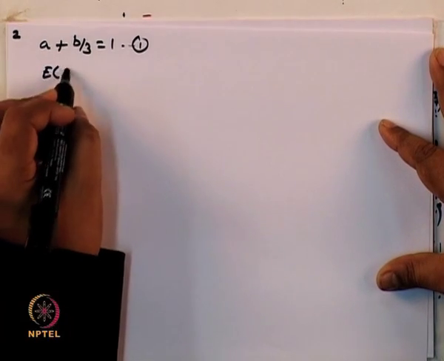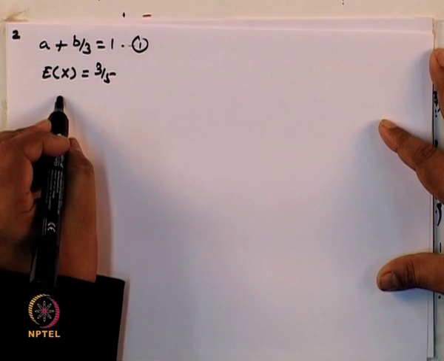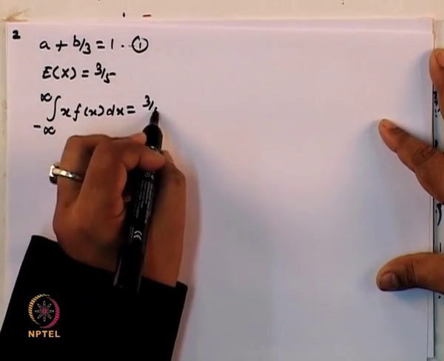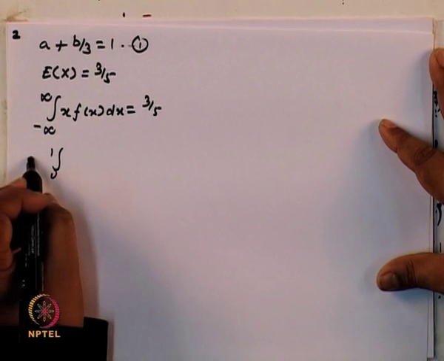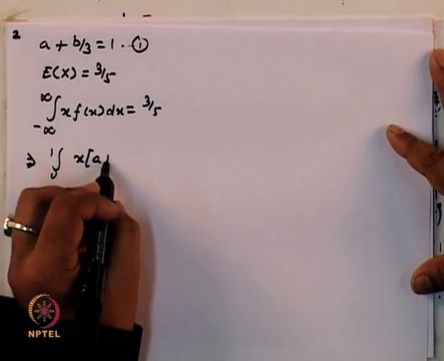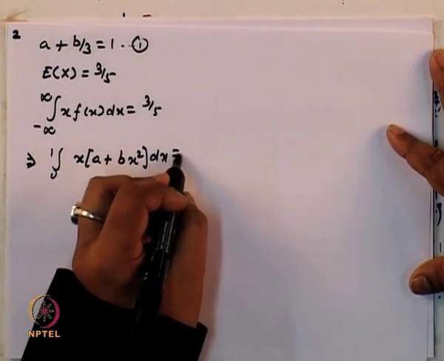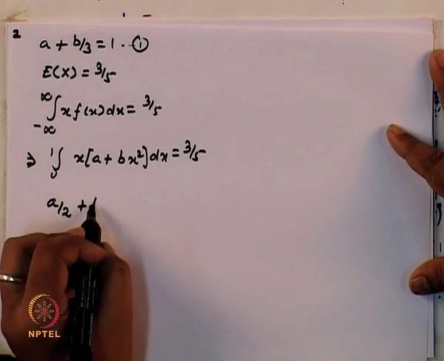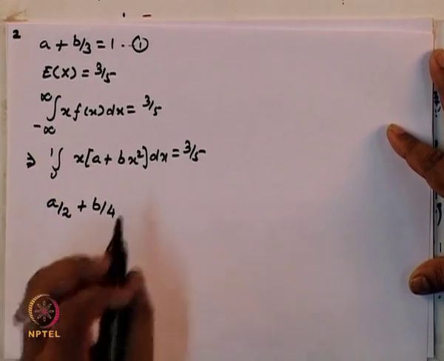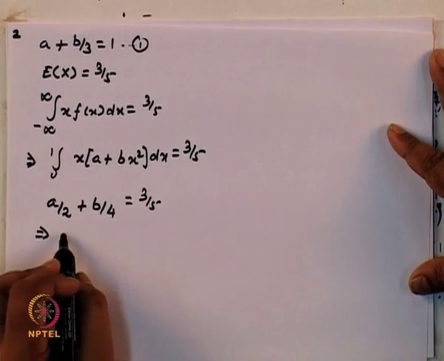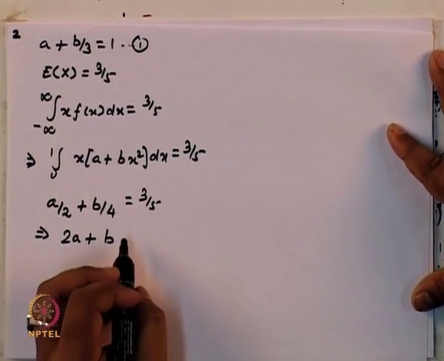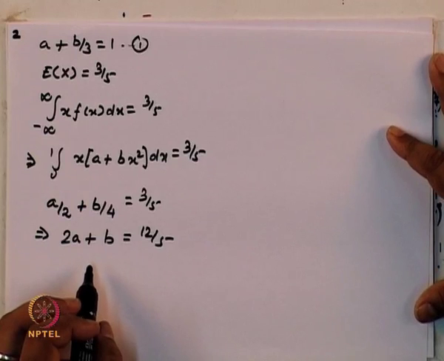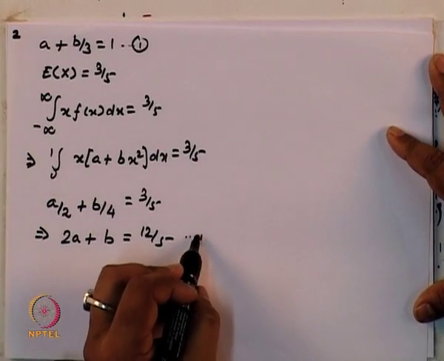Now the other equation we have is E of x is equal to 3/5. So E of x is defined as the integral of x f(x) dx, and this is 3/5. So this will boil down to a by 2 plus b by 4, with x square by 2, equal to 3/5, implying 2a plus b is equal to 12/5. This is equation 2.